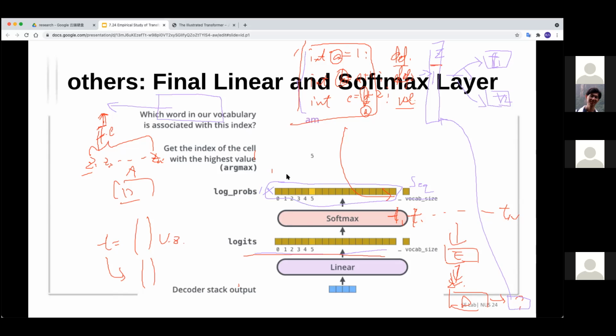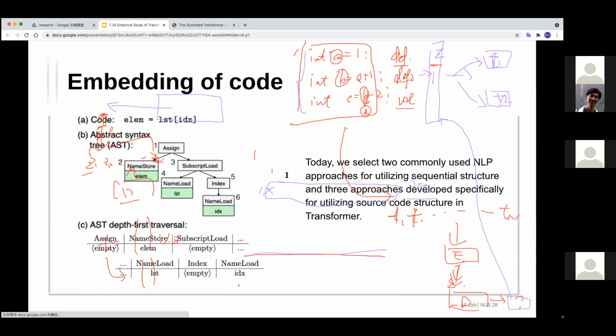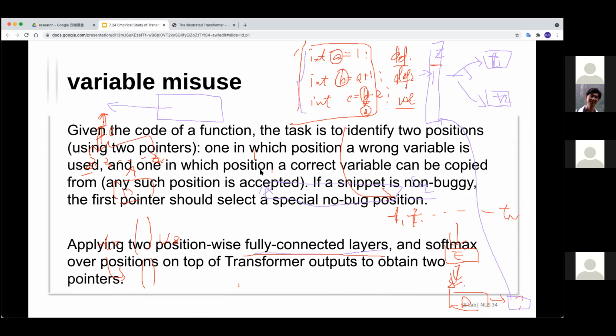I don't quite understand your question, because your output is actually two pointers. One pointer is a position that shows where the wrong variable is. For example, suppose the sequence size is 100. The decoder will generate a vector of size 100 times 1, or 1 times 100. Suppose position 0 is 0.9. It means that the first token is misused. If I understand correctly, that is what you mean. Yes.